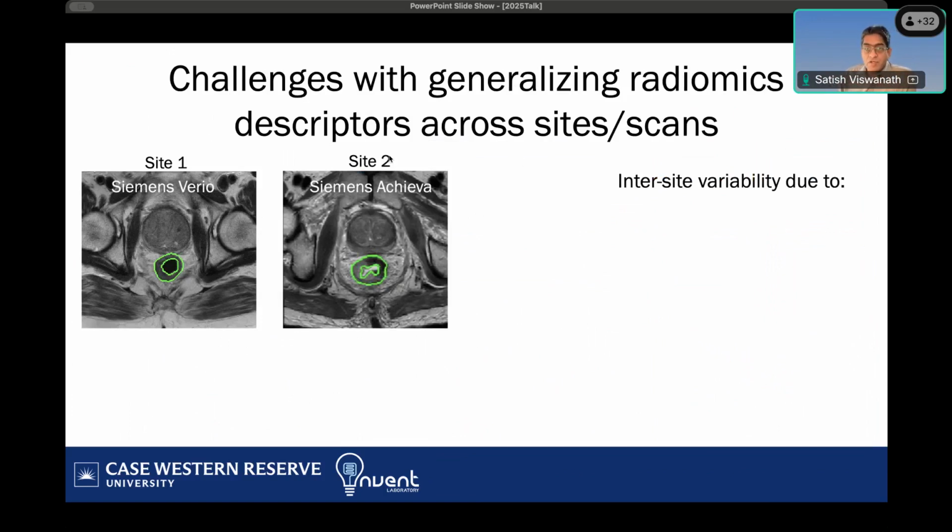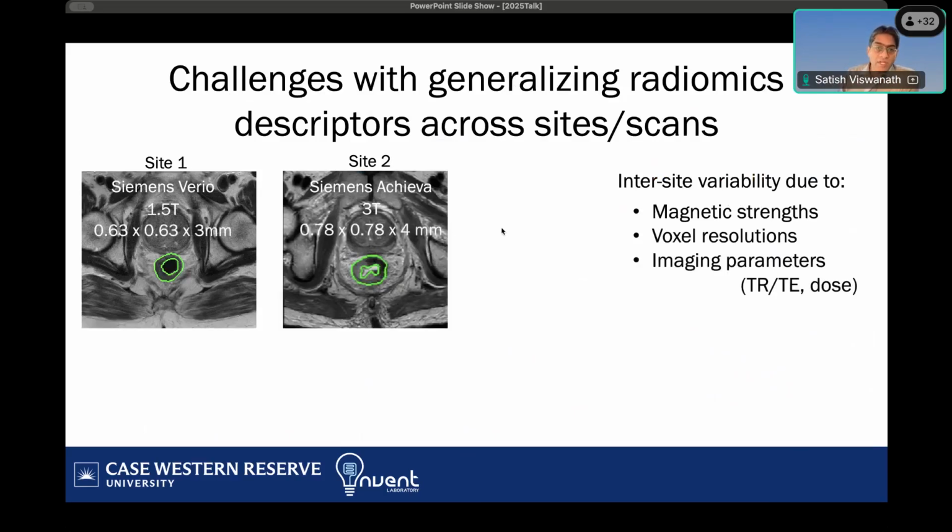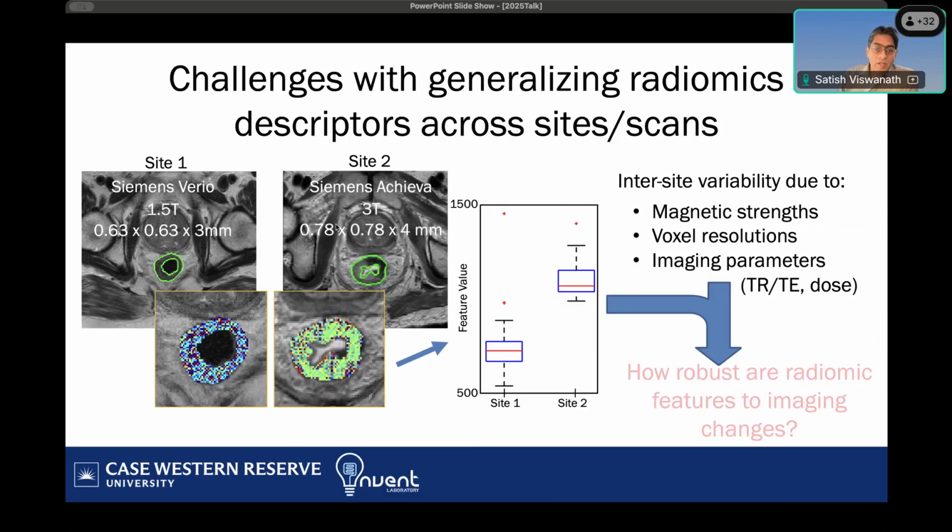Step 2 is that despite all of those corrections, there may still be differences between radiomic descriptors because of the underlying differences in the magnetic field strength or the voxel resolution or imaging parameters. So same patients, 2 different scanners, but the same feature has a completely different appearance between the 2 institutions, right? In other words, despite all of our harmonization up front, it may still mean that the features are not very robust to imaging changes. So we try to figure out what this may be like.